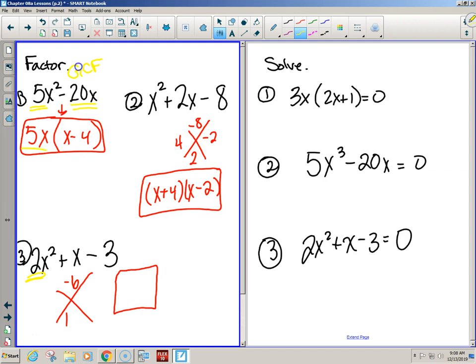You see it? So I pulled it out, but what did I do? You might want to write yourself a note to remind you. When I pulled it out, how did I know there was an x and a minus and a 4 left? Because it's a minus 20, and I had to divide. So remember, when you pull out a GCF, you pull it out by division, right?